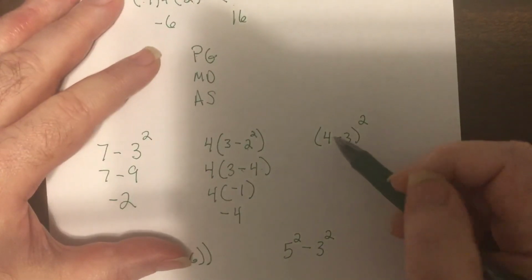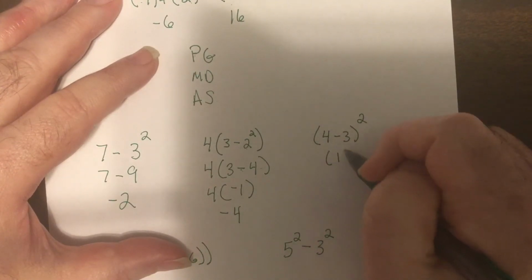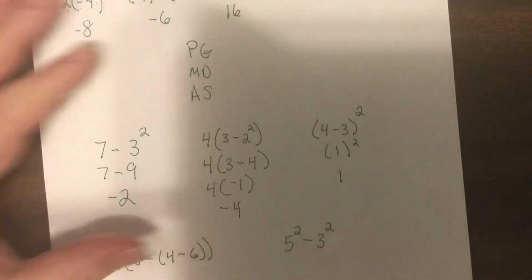So that'd be -4. Here, I have to do the parentheses before I square. So it's 1 squared, which is 1.